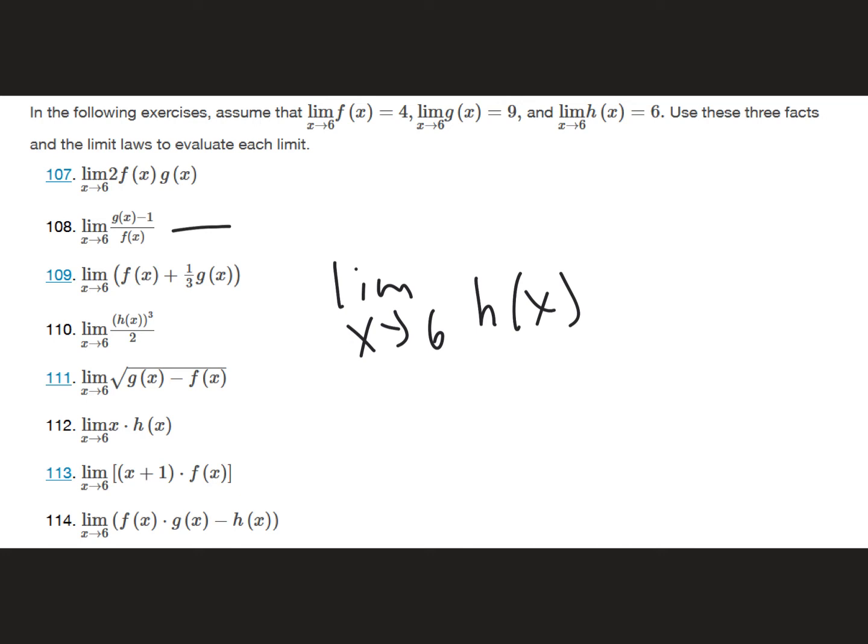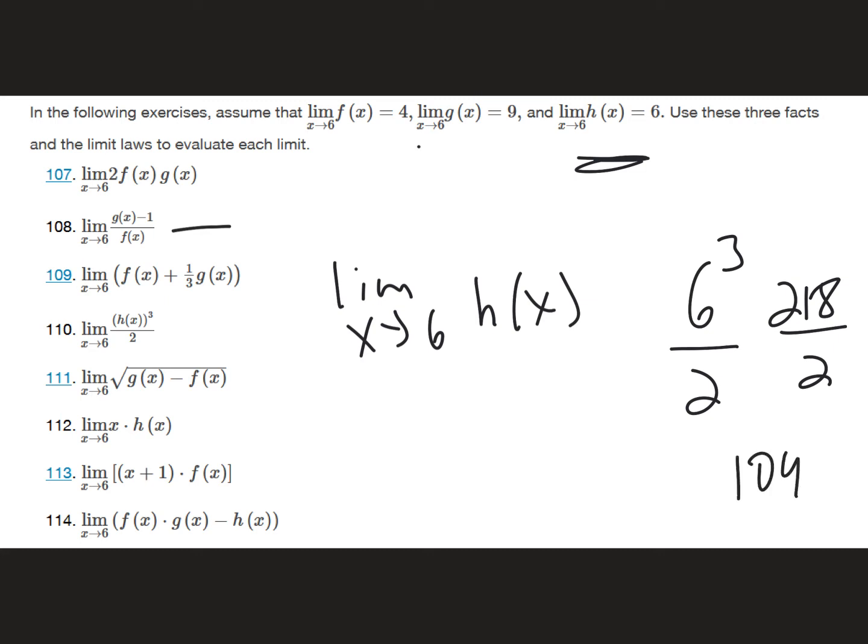So what is the limit as x approaches 6? Well, they're saying it's 6. So 6 to the third, and then we divide that by 2. Now I think 6 to the third is 218. You might want to double check my math. And then 218 divided by 2 is 109. And that's what that limit's equal to.